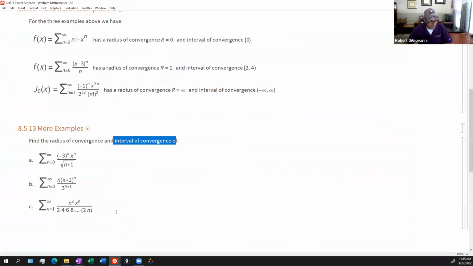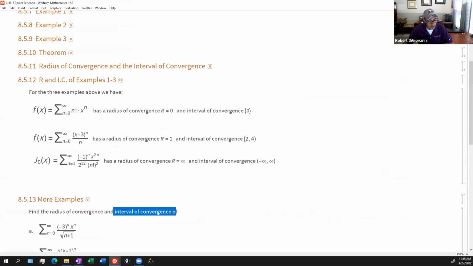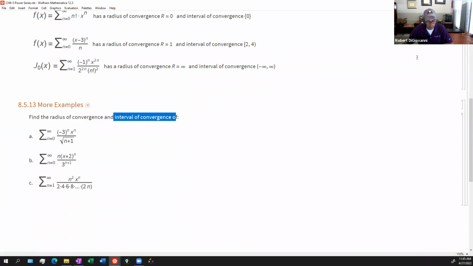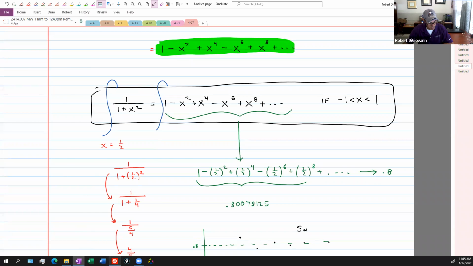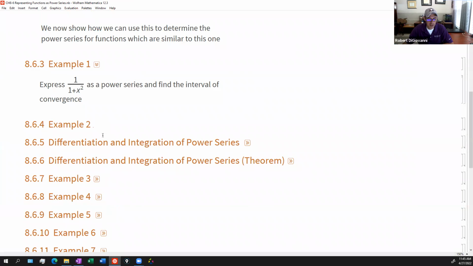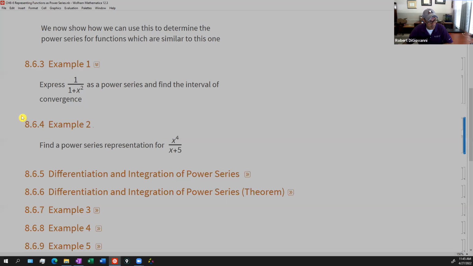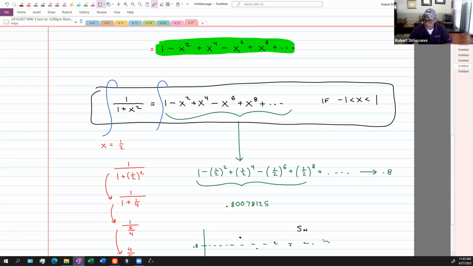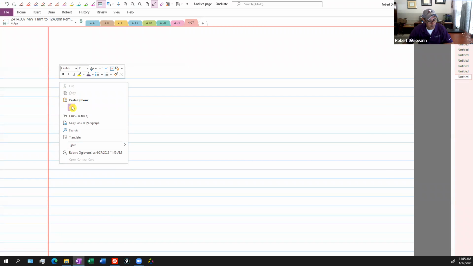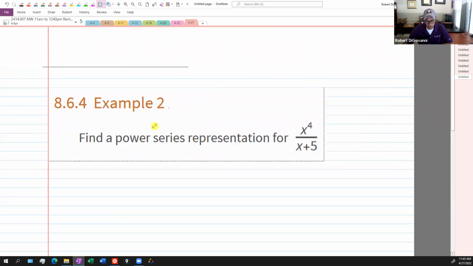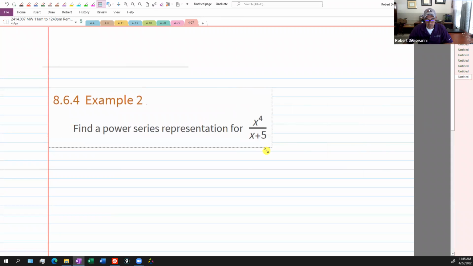All right, so that was our first example. This is the old notes. We did this already. Next example. Find a power series representation for this function.